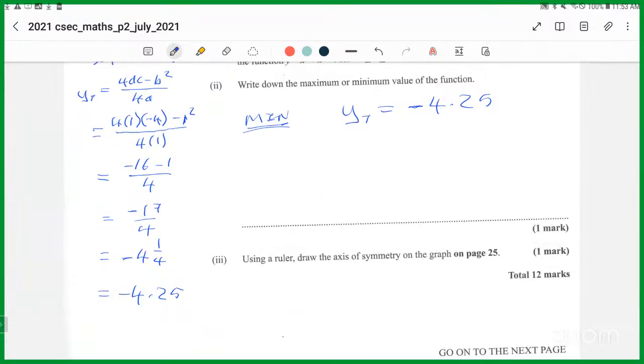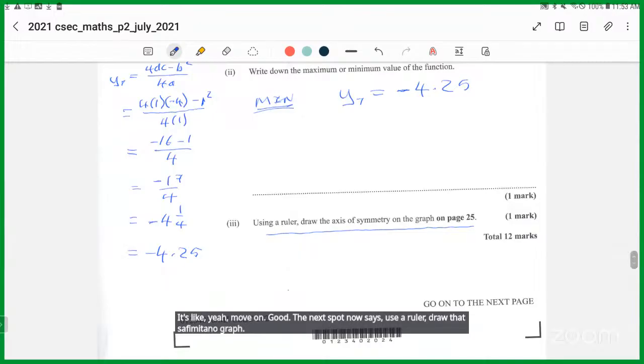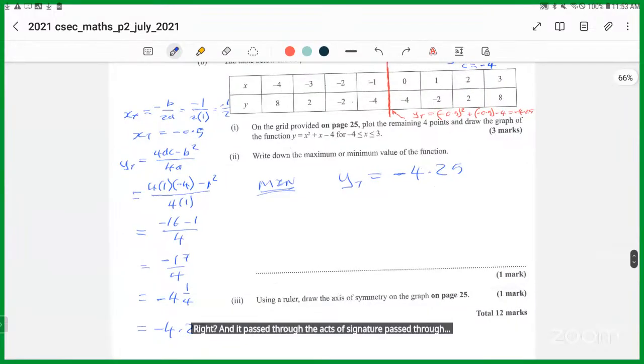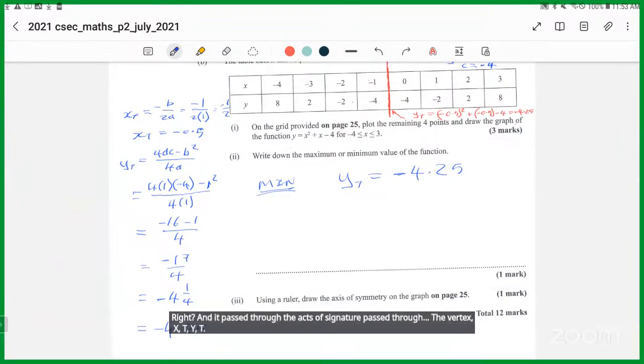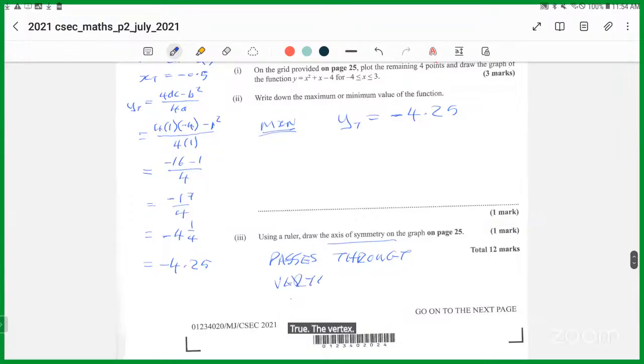Yes, sir. Everybody good with this first part? Good. The next part now says use a ruler, draw the axis of symmetry on the graph. You have to know the axis of symmetry corresponds to where it crosses right in the vertex there, right halfway, where that red line is. The axis of symmetry passes through the vertex x_t, y_t, which is negative 0.5, negative 4.25.